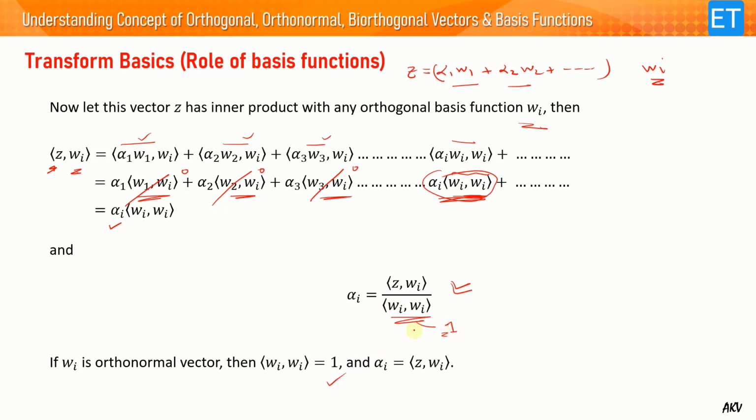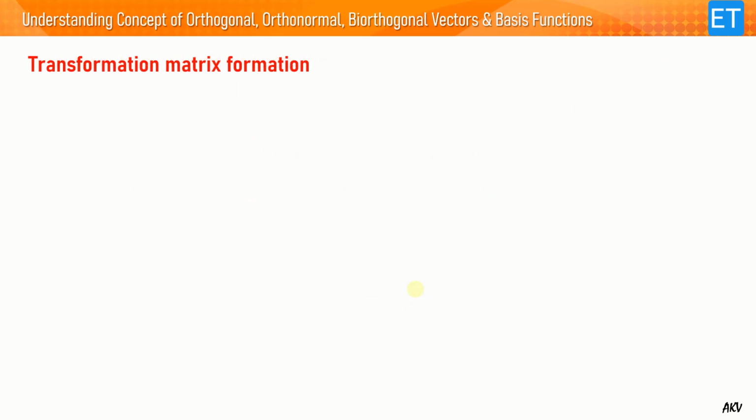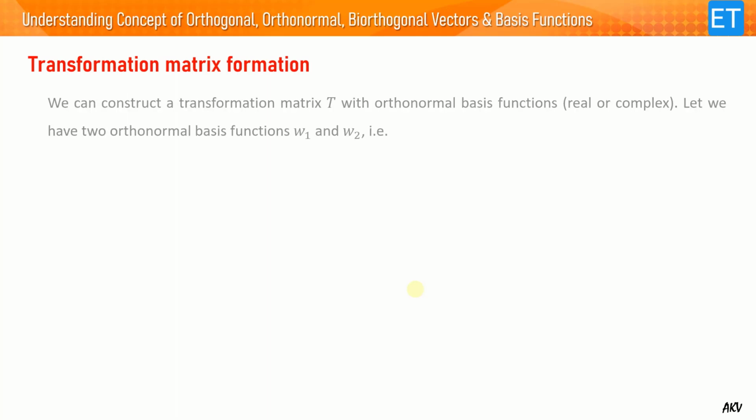Okay, and in that case alpha i will be simply the inner product of Z and Wi. So by this way we can find alphas. Now let's see how the transformation matrix can be formed. This is the transformation matrix, which you can say is the extract of all the linear transforms, right? So all your very complex looking transforms can be considered as a very simple mathematical exercise of multiplying two matrices. So let's see how it is possible.